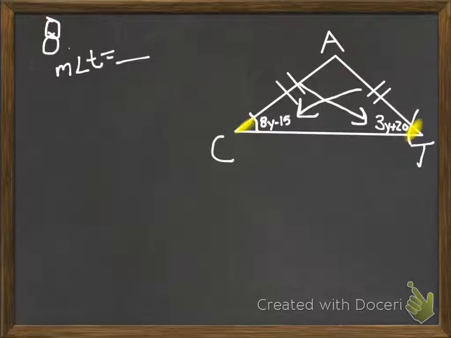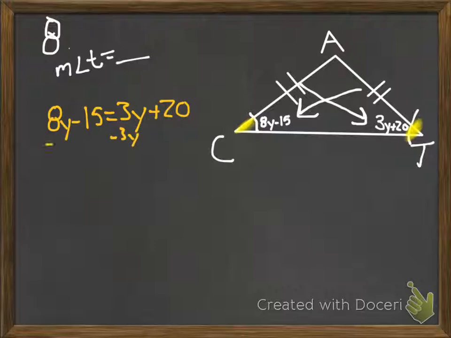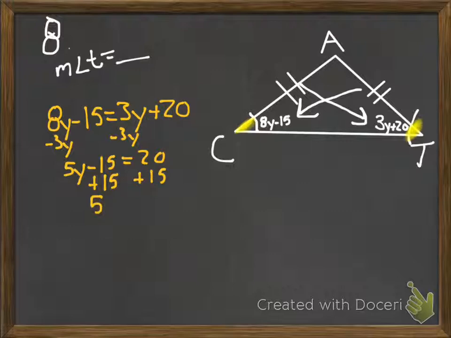Now that we know these two angles are congruent or equal to each other, we need to write an equation that says they are equal to each other. So we're going to say 8y minus 15 equals 3y plus 20. After that, it's just following your algebra steps. Subtract 3y from both sides. You end up with 5y minus 15 equals 20. So then we add 15 to both sides, and we end up with 5y equals 35. And the final step is to divide both sides by 5. We get y equals 7.